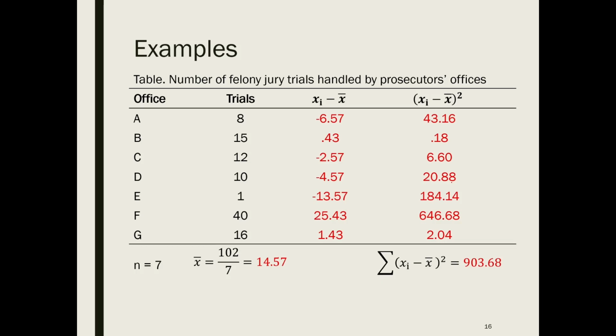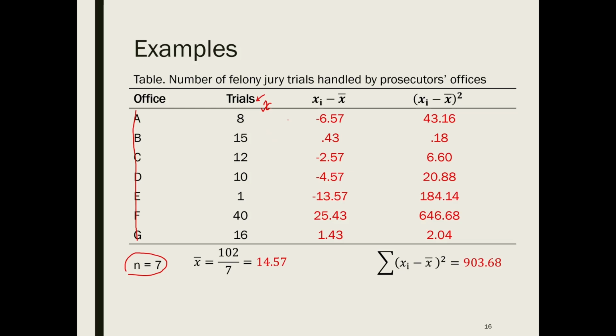So here we calculate it this way. I already put the numbers here. You will see these trials, we usually treat this as the raw score x. The office A, B, C, D, E, F, G means nothing. It's a nominal variable that only shows the name. And for this one, you can see the total sample size is 7.